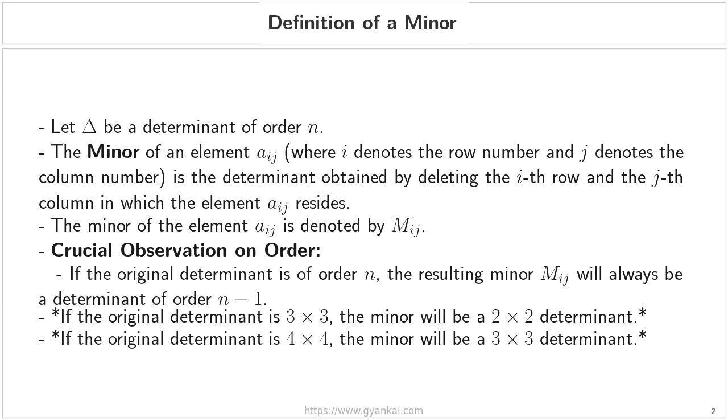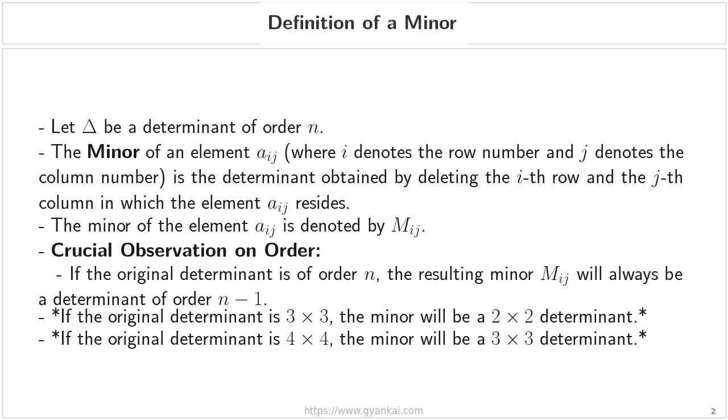Before we move on to the step-by-step method, I want you to pay close attention to a crucial observation regarding the order of the determinant. This is a vital concept to remember. If your original determinant is of order n, the resulting minor, m sub-i j, will always be one size smaller. Specifically, it will be a determinant of order n-1.